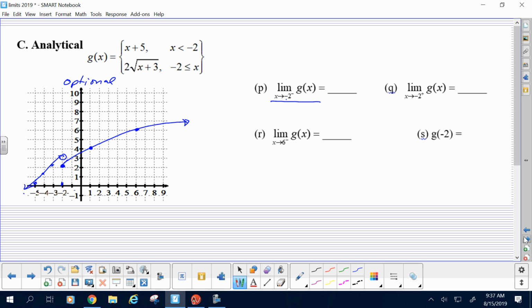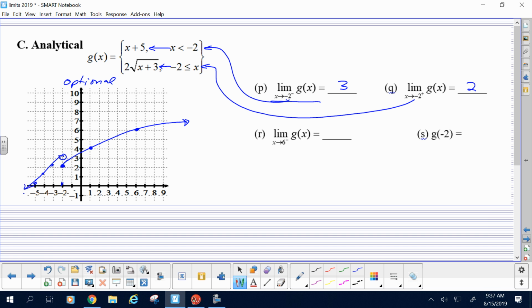The line. A little less is this guy, which means I use this. And if I direct substitute in -2, what do I get for y when x approaches -2? 3. Excellent. For q, if x approaches -2 from above, doesn't that mean greater than -2? Greater than -2 is here, which means I use this branch. As x gets closer to -2, what does that graph approach? 2. Excellent.